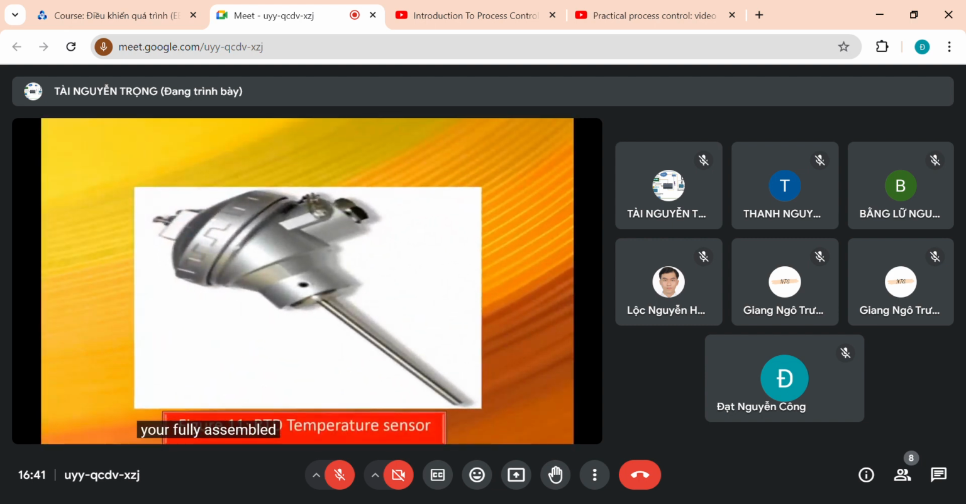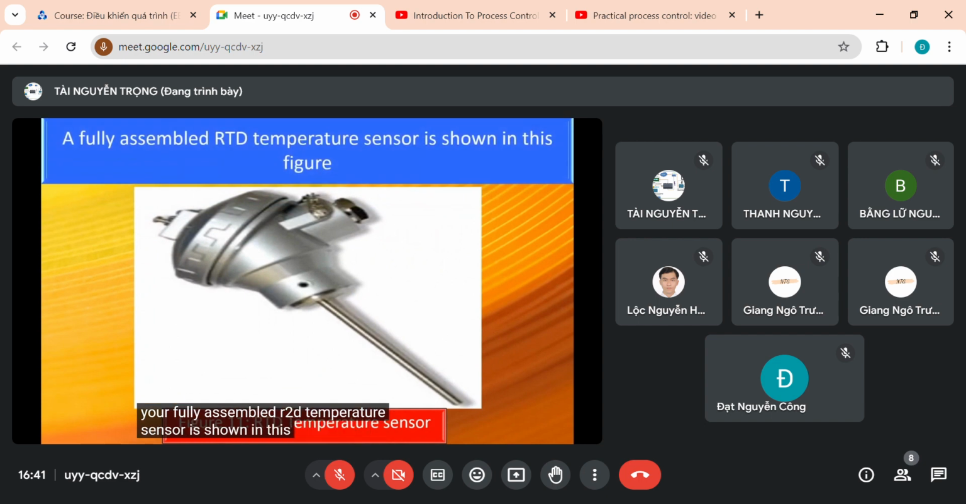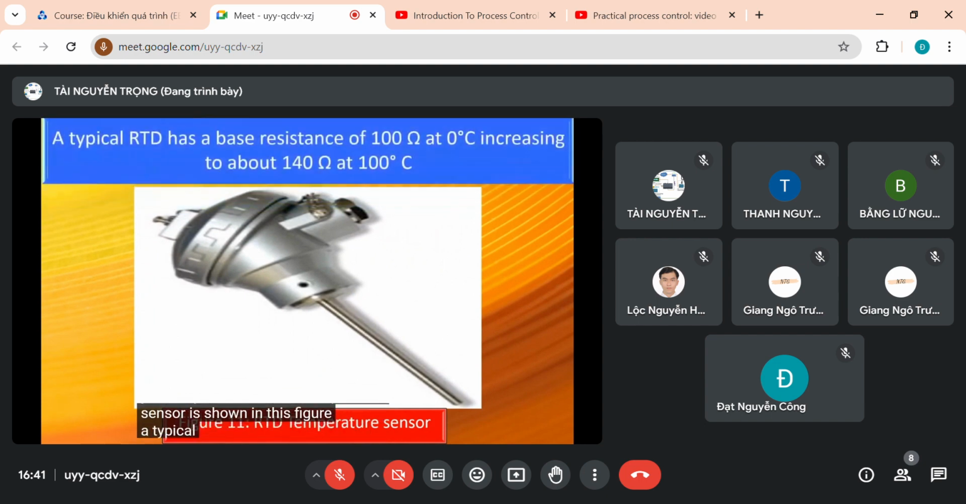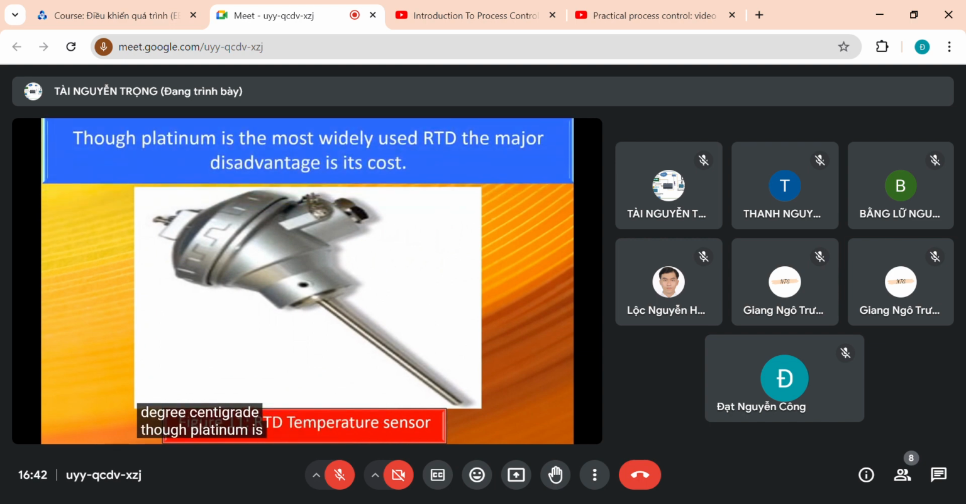A fully assembled RTD temperature sensor is shown in this figure. A typical RTD has a base resistance of 100 ohms at 0 degrees centigrade, increasing to about 140 ohms at 100 degrees centigrade. Though platinum is the most widely used RTD, the major disadvantage is its cost.